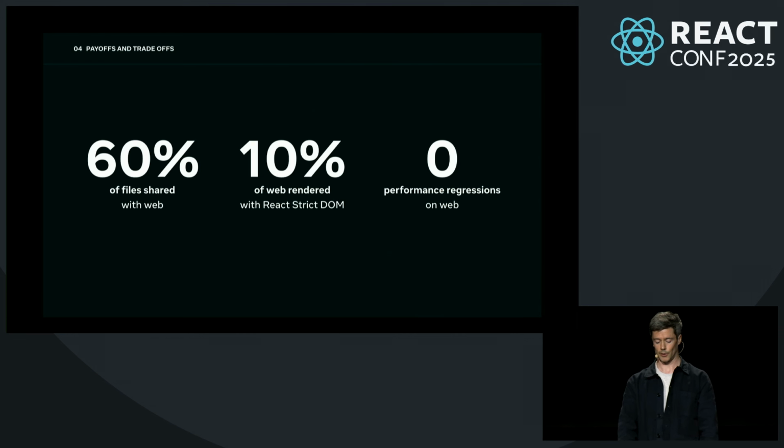About 60% of the files used by FPVR are shared with the web. And although React Strict DOM is still just a drop in the ocean of Meta's overall React use, it's already rendering about 10% of the divs and 20% of the spans on Facebook.com's home feed screen. We almost entirely avoided visual regressions and saw no performance or user experience regression on the web either.